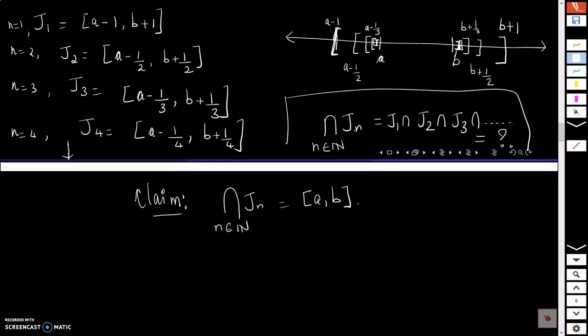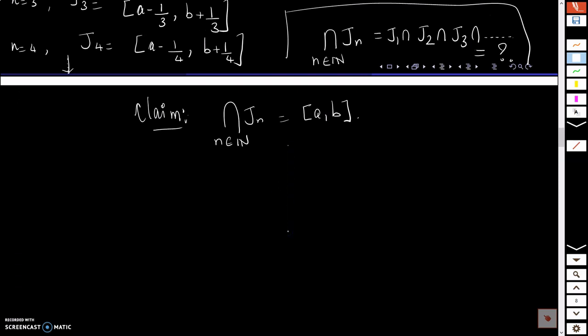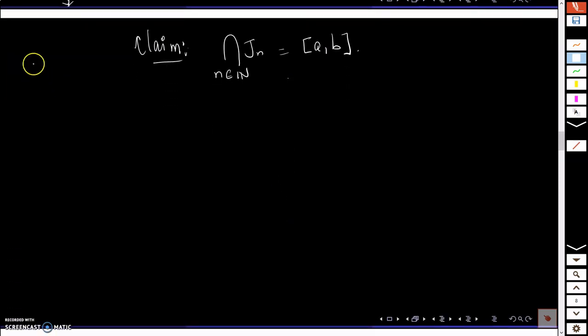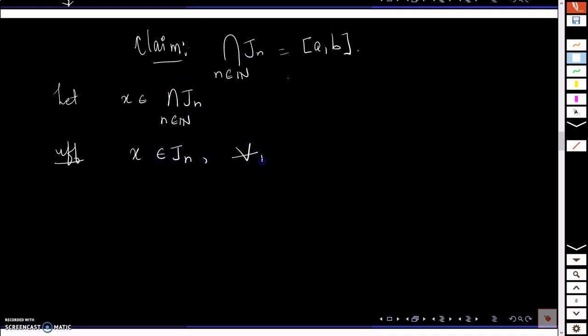I hope you all are understanding this. So let's start. I want to show that two sets are equal. So let me take one point in the left hand side. Let's say some point x belongs to the intersection of all the Jn's, n a natural number. That is going to happen if and only if x is there in all of them. That means x is in Jn for every natural number n. It is there in J1, J2, J3 and so on. It is there in all of them.